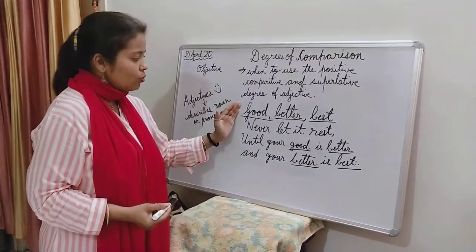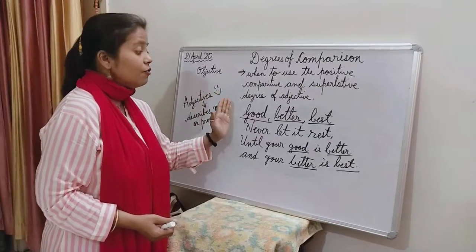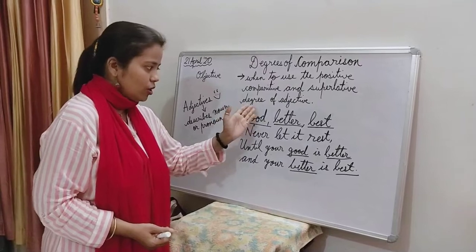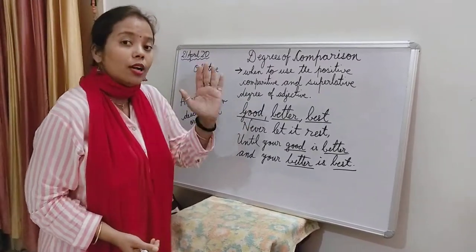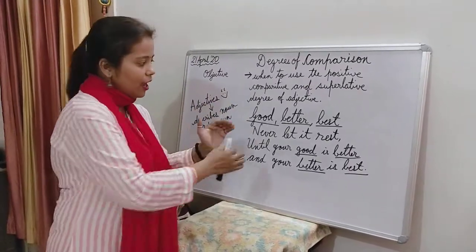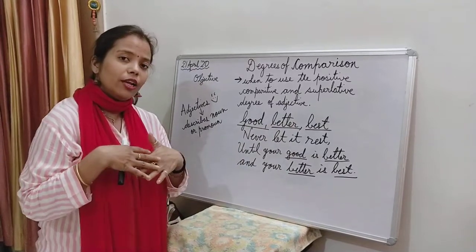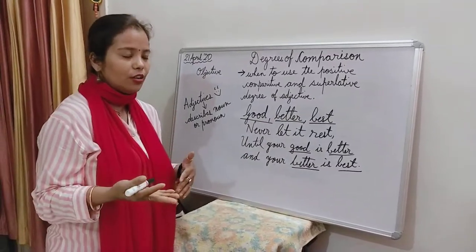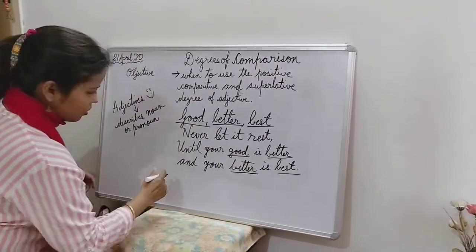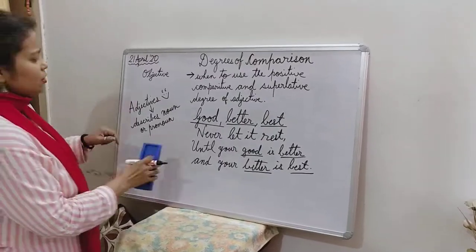So that means what I want you all to understand is that the positive degree of good is something like good, and then when I'm trying to compare 2 things, then I'll be using this adjective, that is better. And when I'm trying to talk about the superlative degree, now I'm using these 3 words.